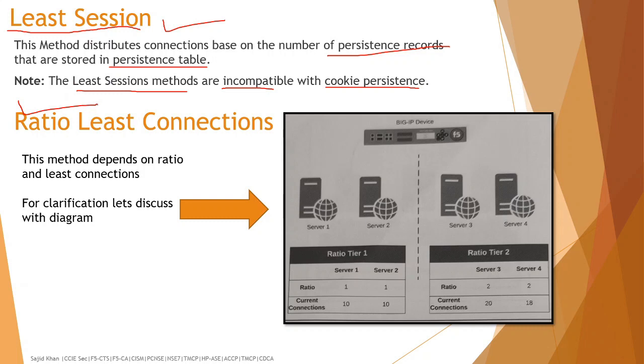Ratio least connection. This is based on ratio and least connection. You can say this type of algorithm is a hybrid load balancing method. So let's discuss this diagram.